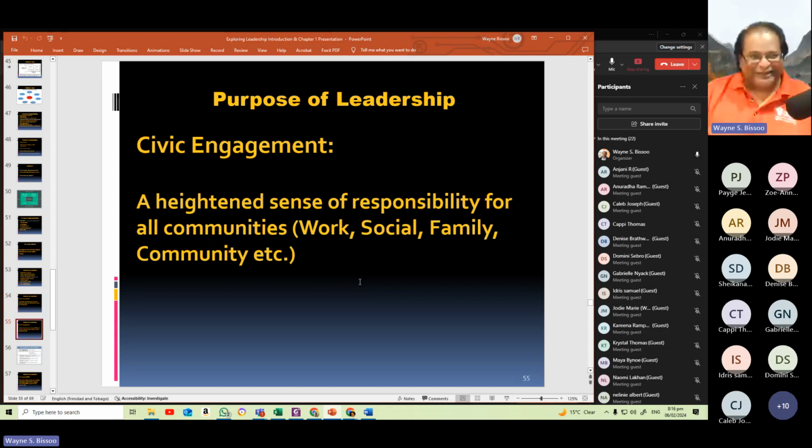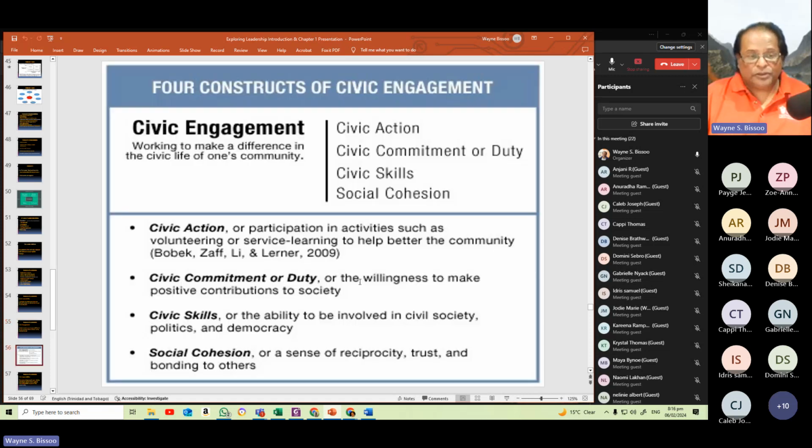Civic engagement: a heightened sense of responsibility for all of the communities in and around which you operate. Your work environment, your social environment, your family, community, every environment that is in and around you. There's a heightened sense of responsibility for being part of it and understanding that what you do impacts it positively and negatively. So you are responsible for those communities.